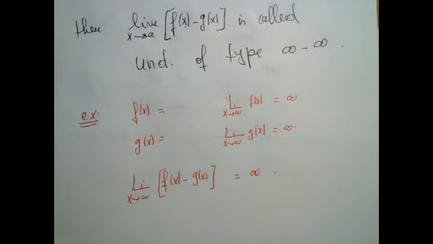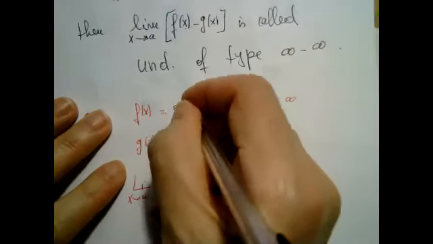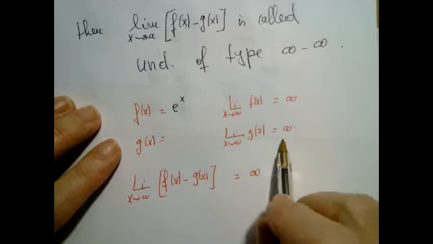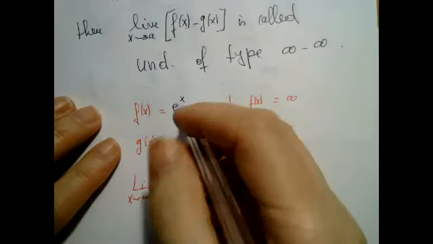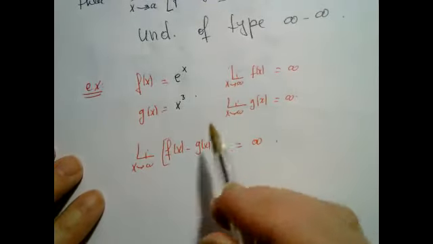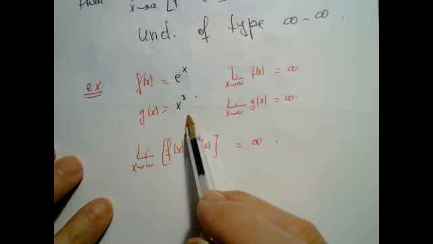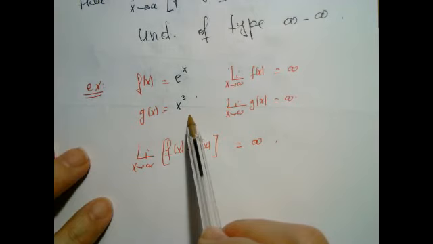We can make one e to the x. I like that. Make the other one what? I want g to go to infinity. X cubed, maybe? Okay. So now what happened here? Which one goes to infinity way, way, way faster, based on what we did yesterday? E to the x or x cubed?